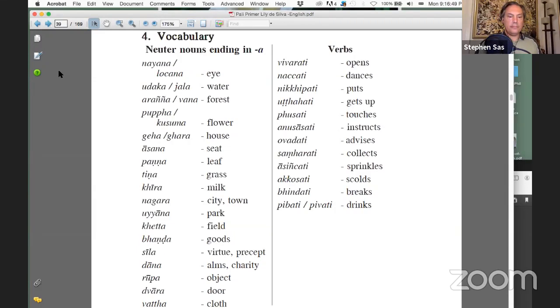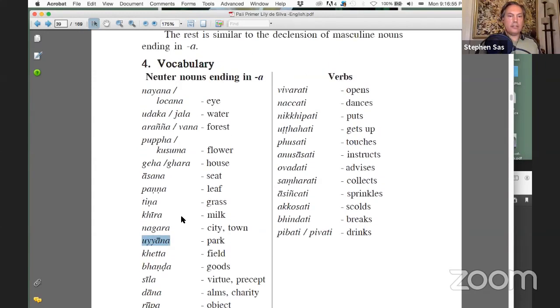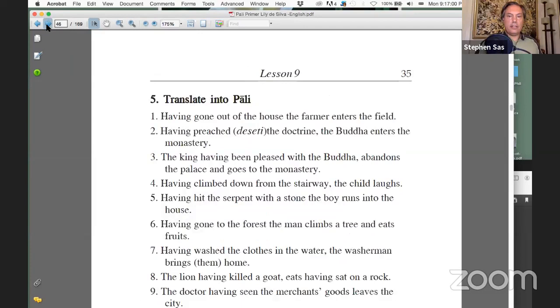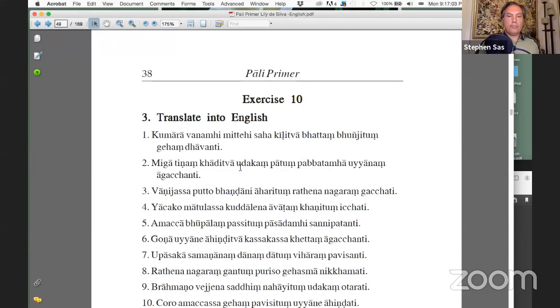So here you see in our list, uyana is a singular neuter noun ending in short a, uyana. And then uyanang would be, I believe, the accusative singular. And so this verb of motion, agachanti, they come, we use, of course, in English, you're quite right, this prepositional phrase, to the park, but in Pali it's expressed in the accusative. The destination of the coming is expressed in the accusative case.